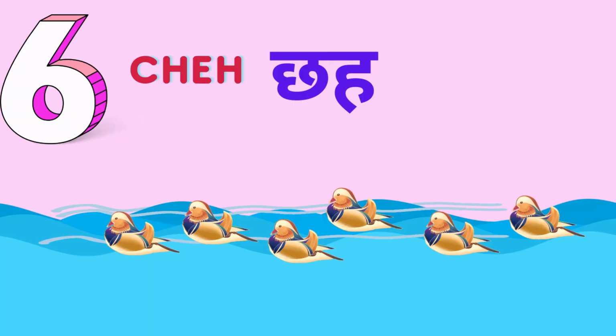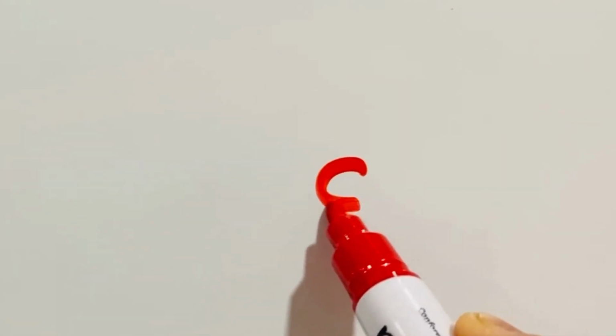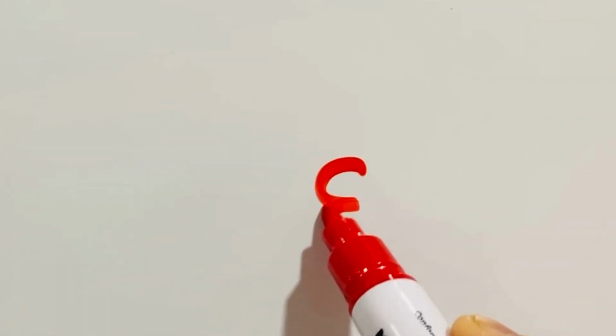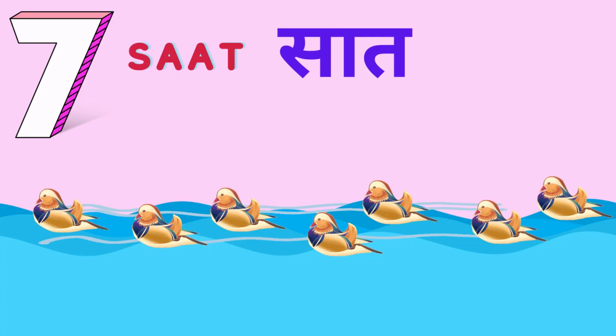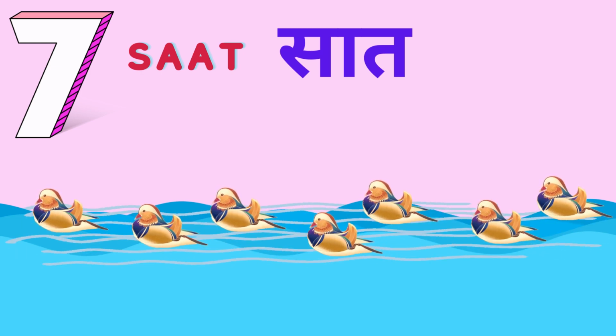Then comes 6. 6 is written by making two C's and finishing the tail end of a C with a small curvy tail. Then comes 7. It is written by making a small curvy tail at the end of it.